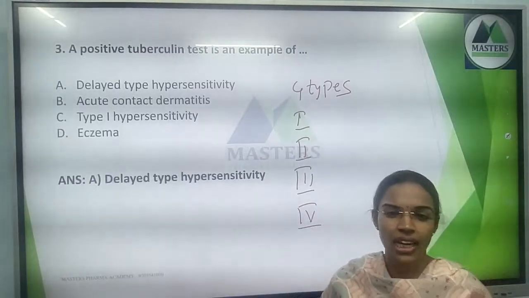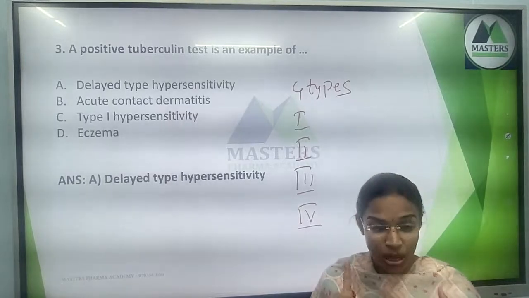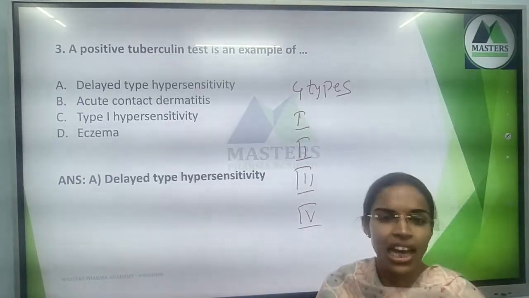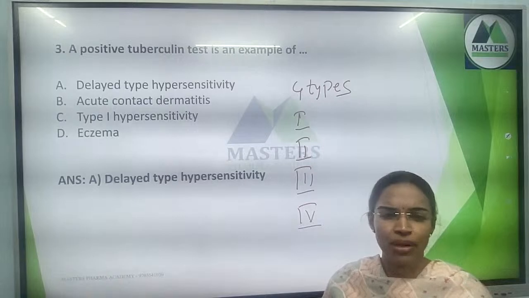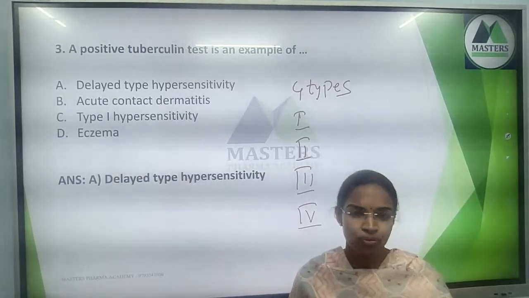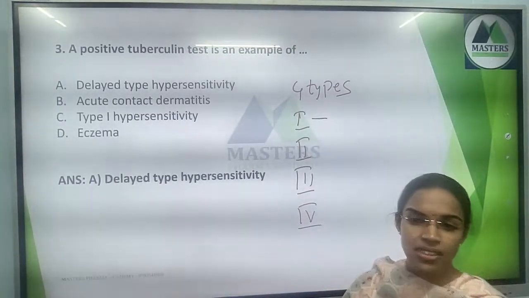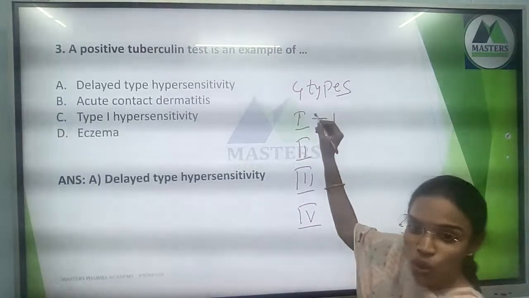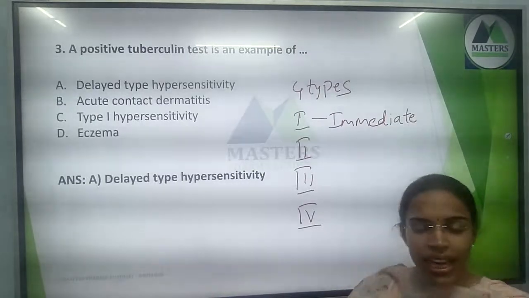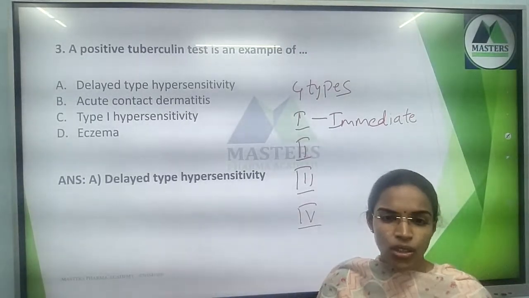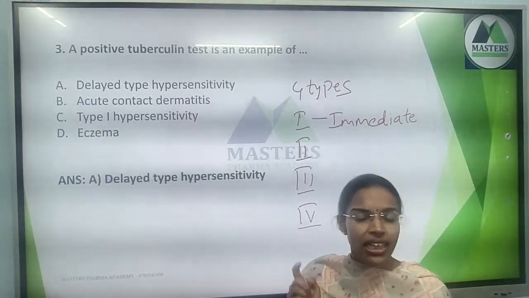This is a very important question regarding hypersensitivity: the types of hypersensitivity, examples of the diseases which exhibit these reactions, and the mediators of each type. So, what is type 1 hypersensitivity? Type 1 hypersensitivity is also known as immediate hypersensitivity. So wherever you have a question on immediate hypersensitivity, don't get confused. It is nothing but type 1 hypersensitivity.